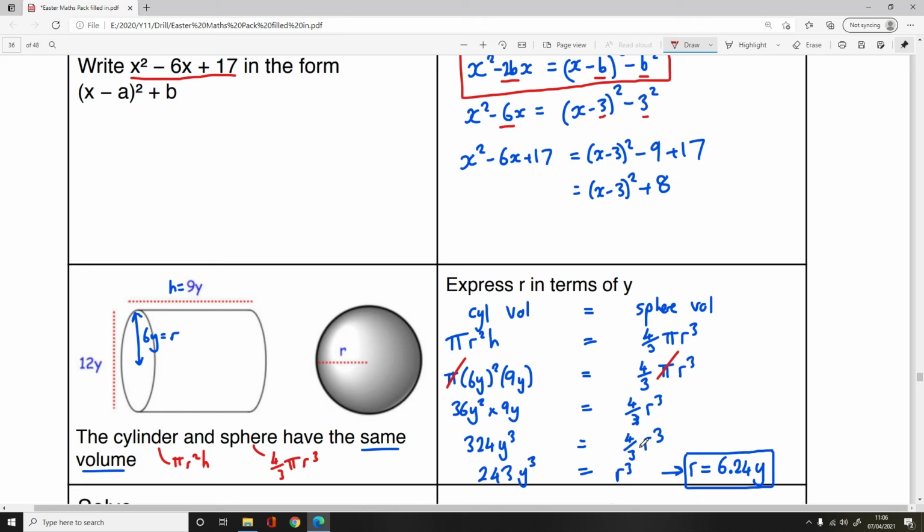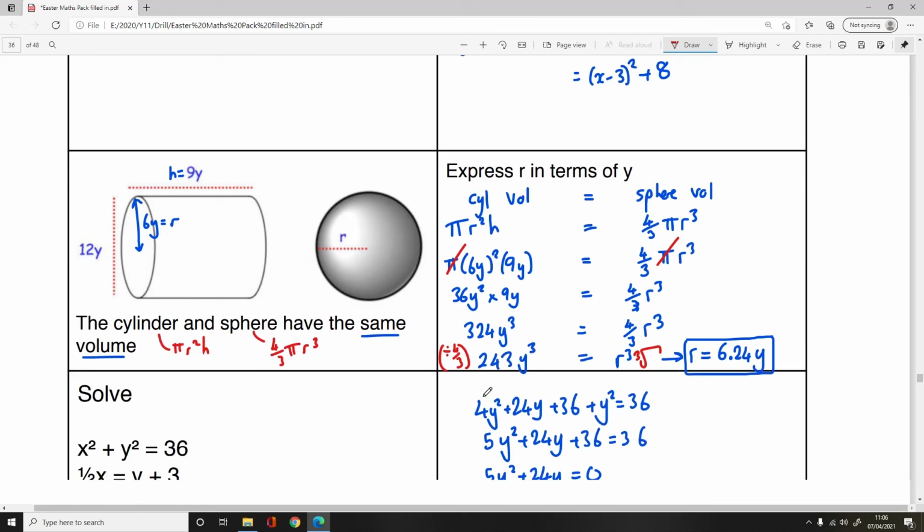So on the right I've just got 4/3 r cubed. And then to get to the next step, I divided by the 4/3 to get to 243y cubed, which is what r cubed is. Then to finish it off you need to cube root that, to get the cube root of 243, times y, because that's the cube root of y cubed. And there you go. That's r in terms of y. Couldn't really think of another way of doing that one.